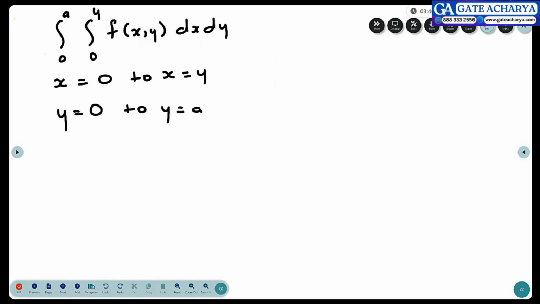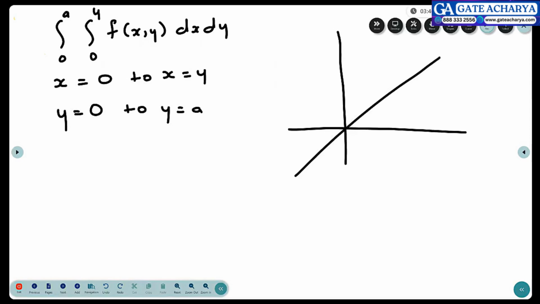If I draw the graph of this, X equal to Y line looks something like this. Y equal to A line looks something like this. And then X equal to 0, Y equal to 0 are the axes. So what is the region that is trapped here? This is the region, right? The same logic that we did in the previous problem.